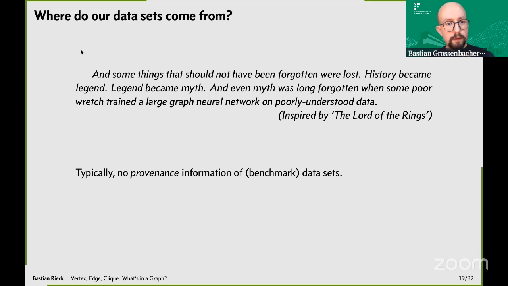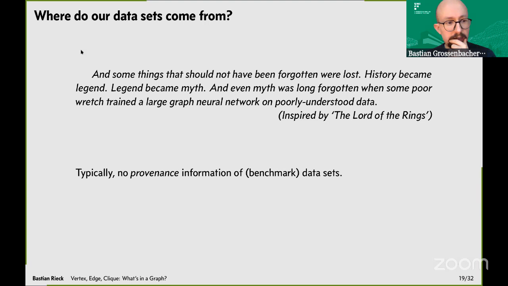And indeed, when we look at our data sets and the things that we train on, we typically have almost no provenance information of benchmark data sets. Sometimes if we are really, really lucky, we get something like, this data set first appeared in this paper, and then you try to find this paper, and then in the paper they briefly mention that they collected something, and this refers to a link that is long dead, and so on. But most of the time we don't even know where these things are coming from.